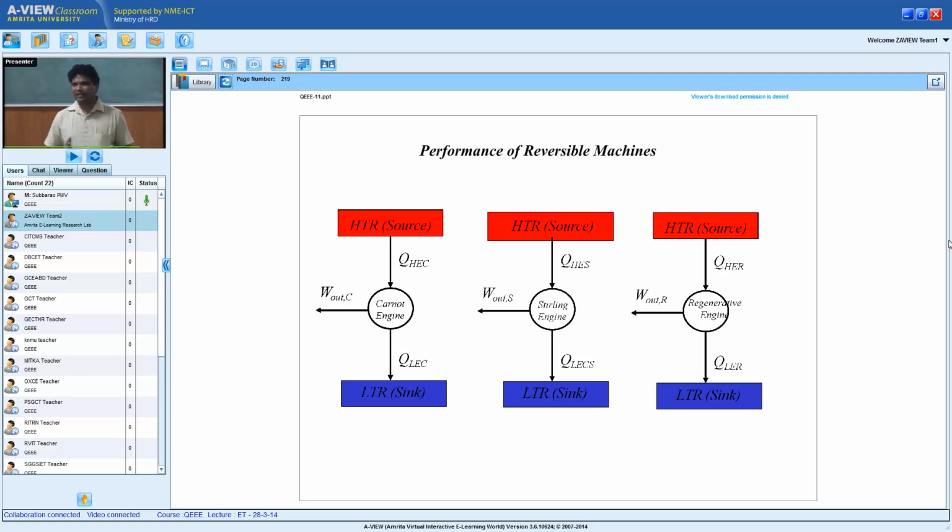After 60-70 years, the Stirling engine. And much later, or in between, there is no dating, the regenerative cycle. All these cycles will give a clue for what is the best possible innovation required. What is that best possible innovation?